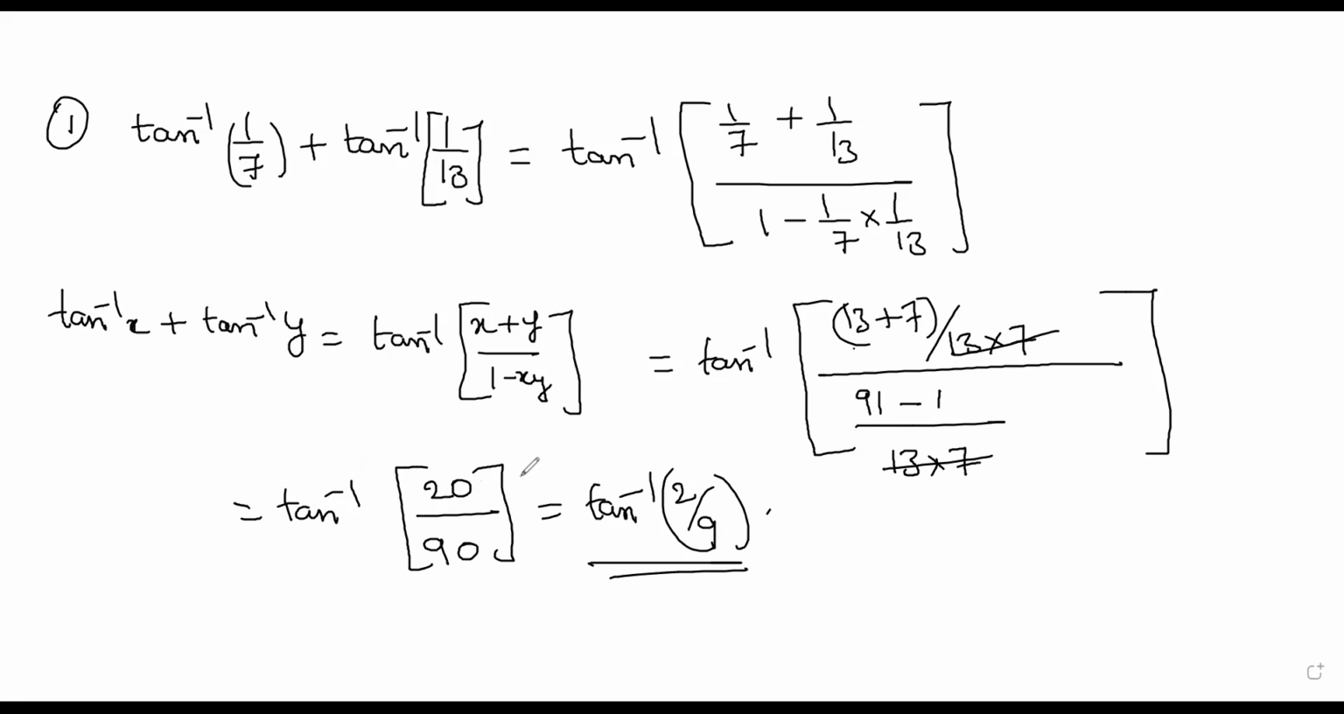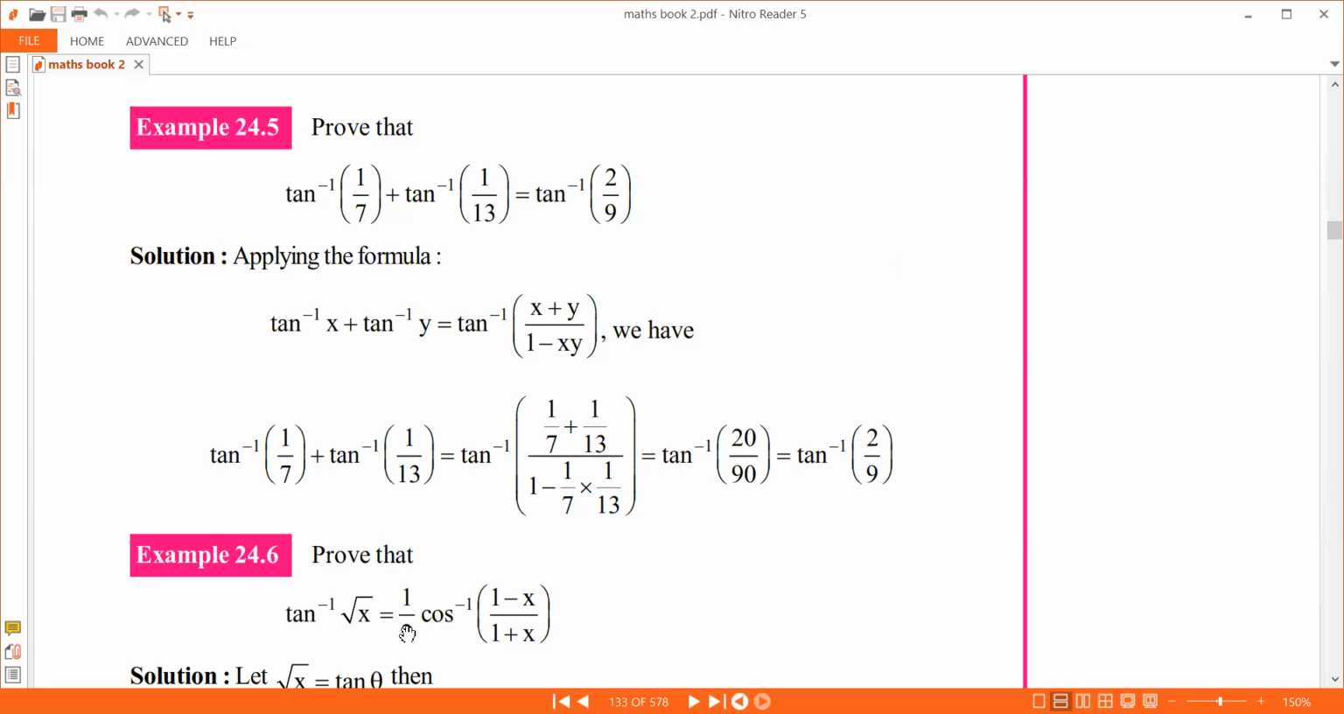Okay. Clear? Okay. Let's solve the next one. So it's just application of the formula and then it just gets over. And now, tan inverse root x is 1 by 2 cos inverse of (1 minus x) by (1 plus x). This is also an important formula.